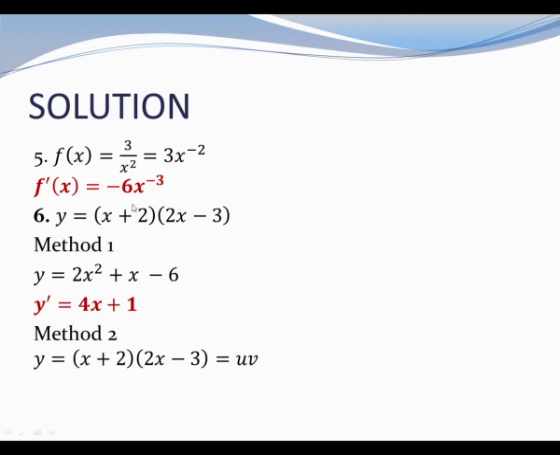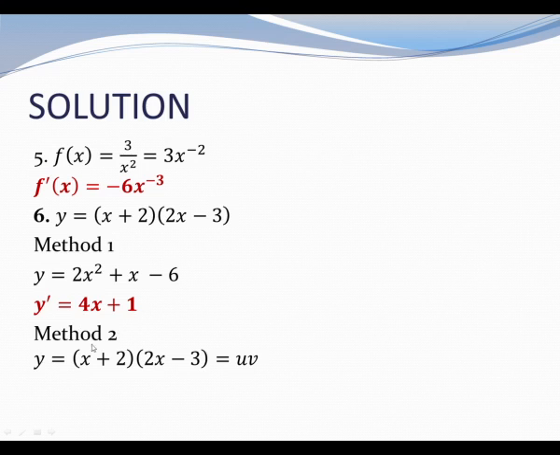And then instead of using the product derivative, you can now use the power derivative. So this is simply the derivative of y, as y prime is now equal to bring down 2 times 2, that will be 4, and then subtract 1 from the exponent, so that will be 4x, and then the derivative of x with respect to x is equal to 1, and the derivative of negative 6, which is a constant, is 0. So finally, the derivative of the function, which is y prime, is equal to 4x plus 1.